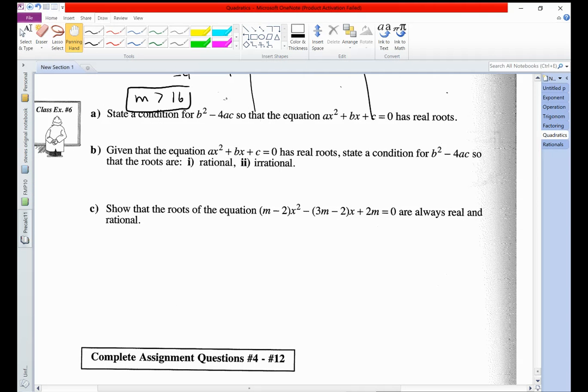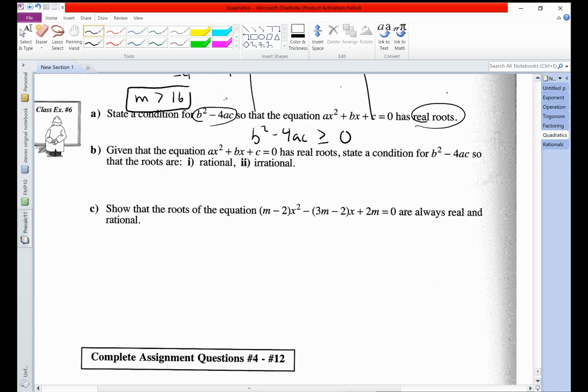State a condition for b squared minus 4ac so that the equation ax squared plus bx plus c has real roots. Well, we know that in order to have real roots, we need this to be greater than or equal to 0. So b squared minus 4ac is greater than or equal to 0. That's all that we have to do for that one.